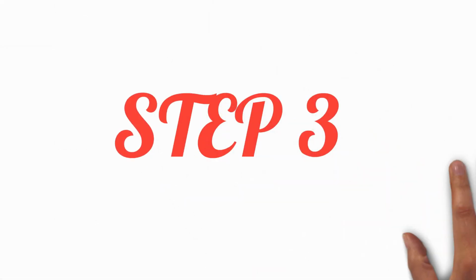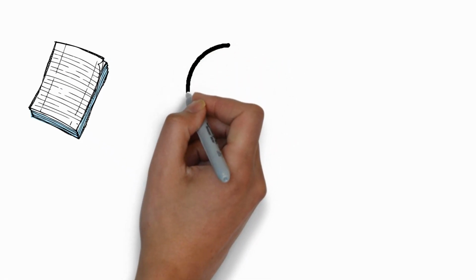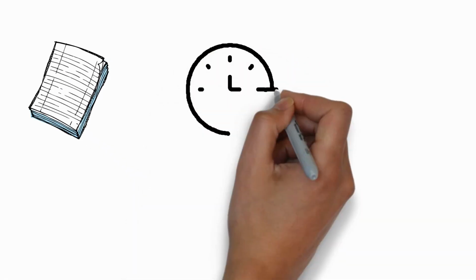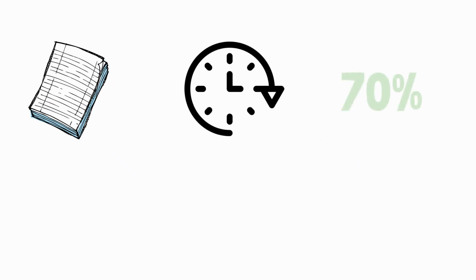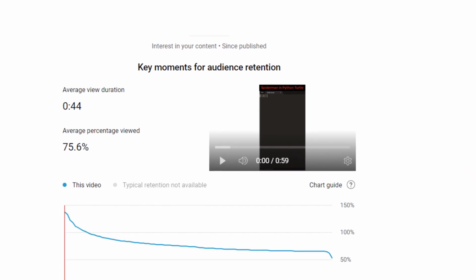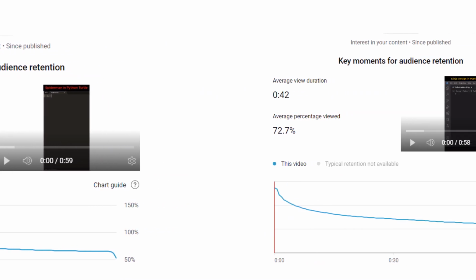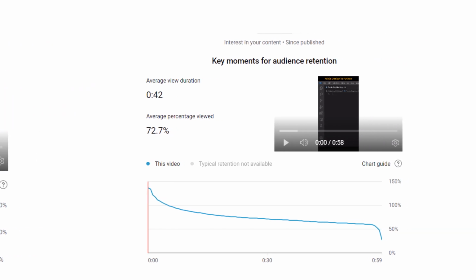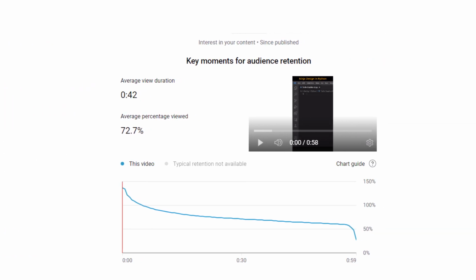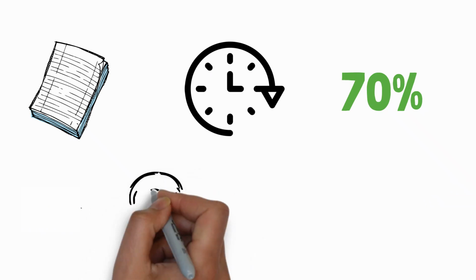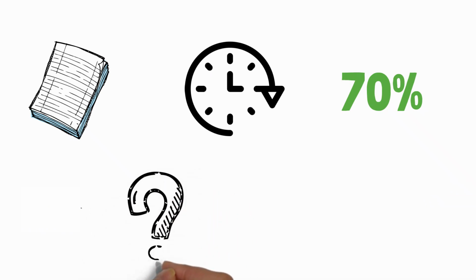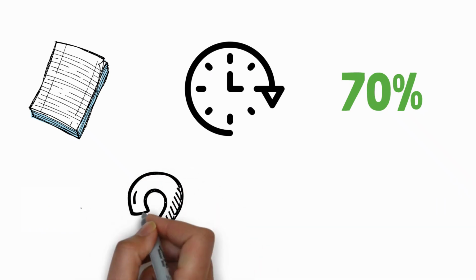Step 3. The last step is very important. That is your video's average duration. You need to be making videos that have an average duration of around 70% or even beyond that. If you go through my videos that have views in millions, you will find that almost all of them have above 70% average duration. This might sound silly, but do you ever wonder how I kept my viewers watching these videos for that long?